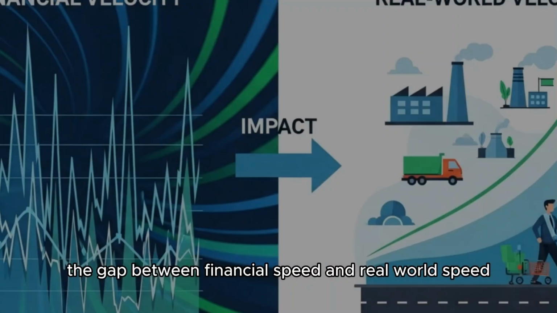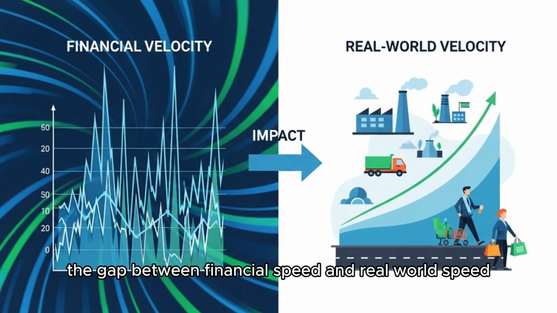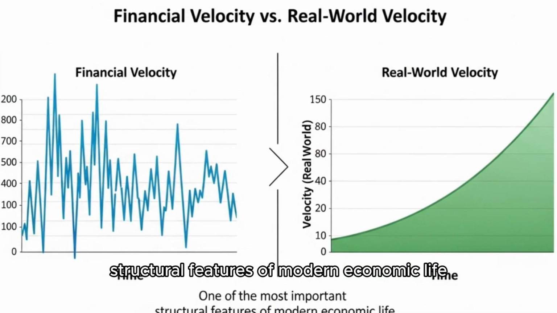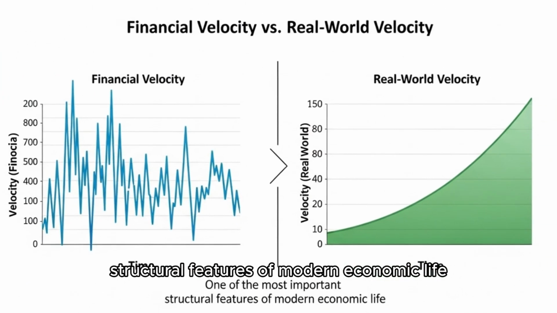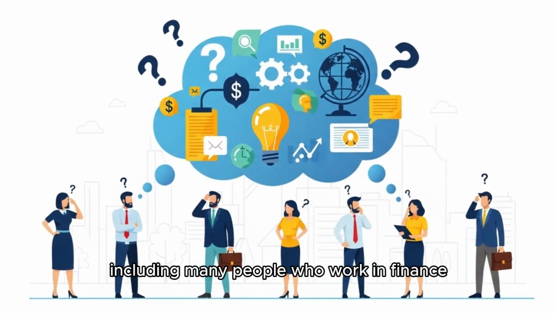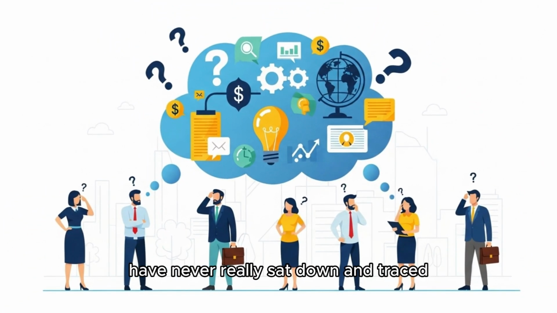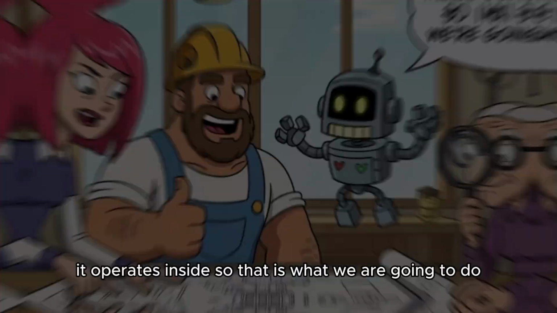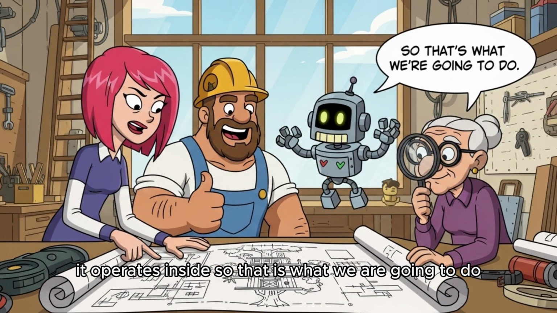The gap between financial speed and real-world speed is one of the most consequential structural features of modern economic life, and most people, including many people who work in finance, have never really sat down and traced where it came from, why it exists, and what it is doing to the economies it operates inside. So that is what we are going to do.